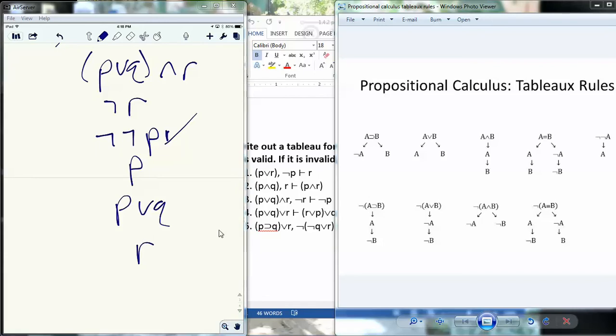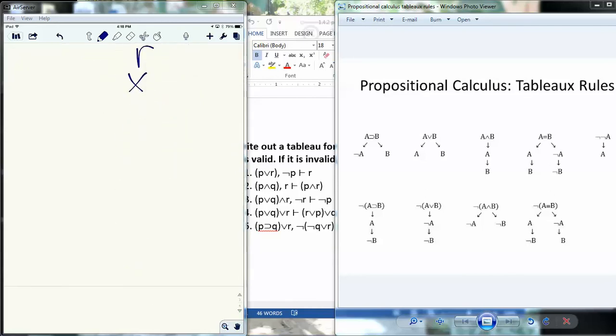I know this doesn't make sense, because I've already put in a contradiction here. So really, if I had not P, or if I had P, either one would work. So it's not the case that this is valid. It's just not a good problem. So I apologize, guys. Let's go on to number four.